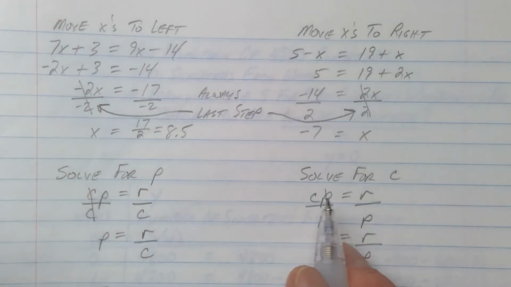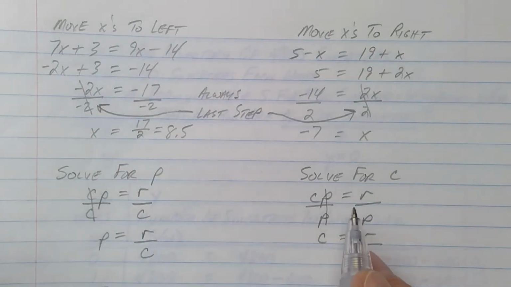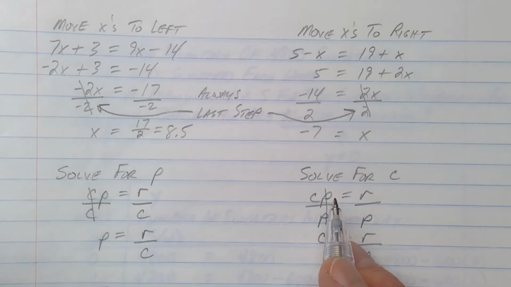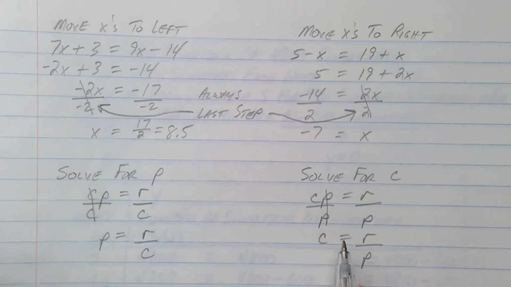And now let's start with the original equation. Let's solve for c. If I'm solving for c, I just need to get rid of that p. I need to divide the p away from the c. So divide by p, divide by p. This p is gone. c is r divided by p.